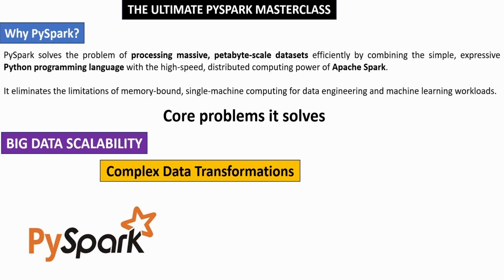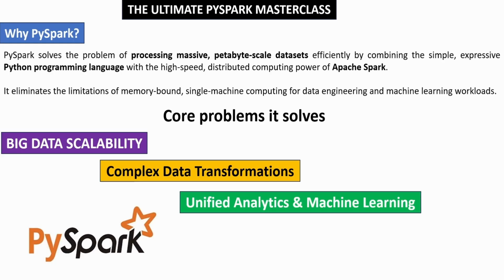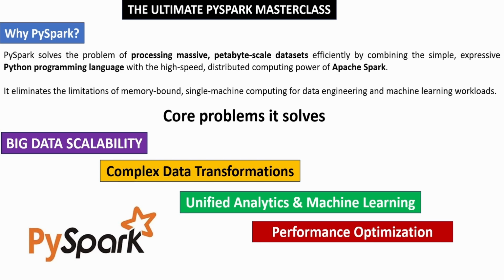Then the second is complex data transformation. Obviously, it provides a rich set of APIs to clean, filter, aggregate, and join structured and even unstructured data across thousands of nodes. We will see the how later, but now we are understanding the why. After why, we will go to what, then we will go to how. Cool. The third one is unified analytics and machine learning, because PySpark allows data professionals to use a single code base to prepare the data, to train the model, and to process real-time streaming data as well. The fourth is performance optimization, and it is self-explanatory.